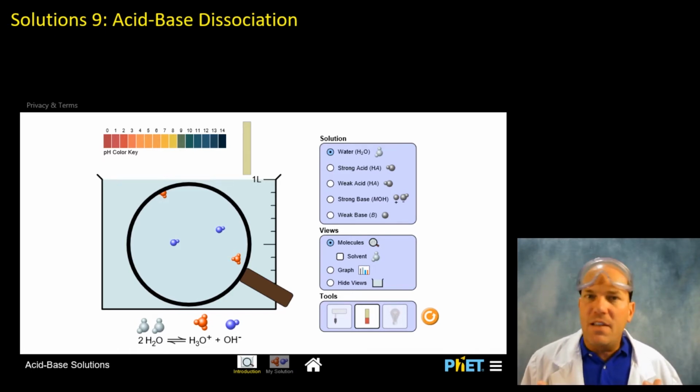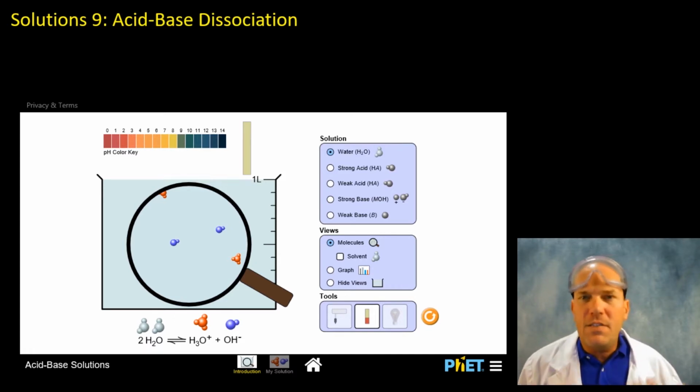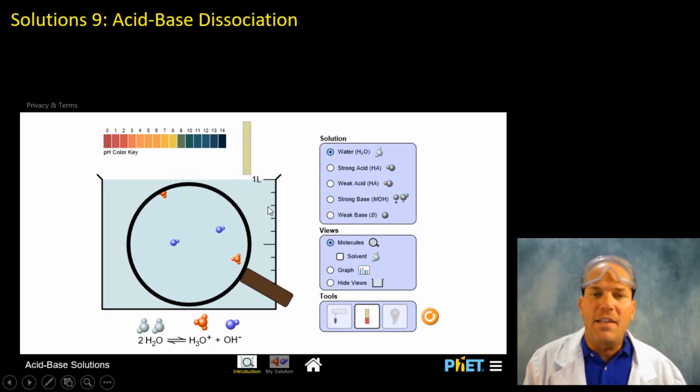This phenomenon is known as the autoionization of water, and it is something we will discuss in AP chemistry. For now, I want you to simply look at this and look at the pH paper and the pH scale. Now, as you know, water is neutral. Water has a pH of 7.